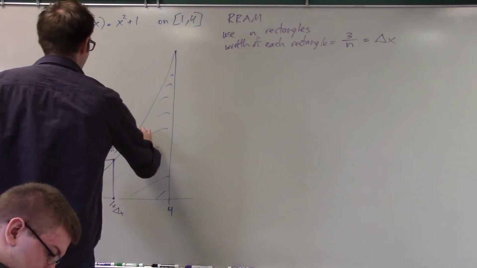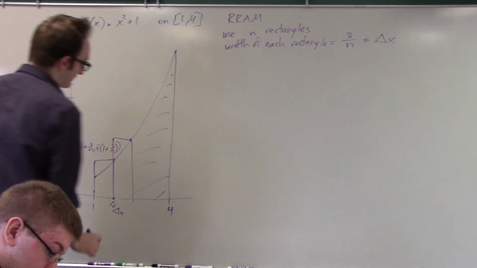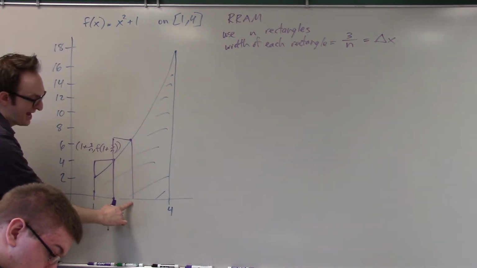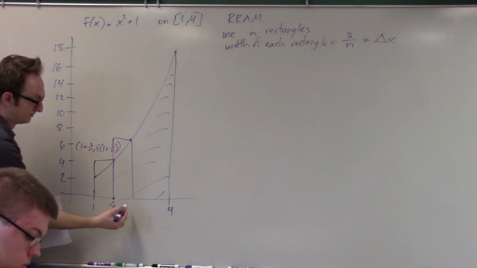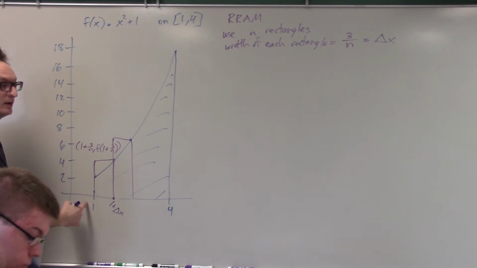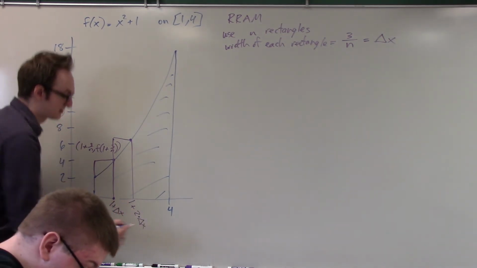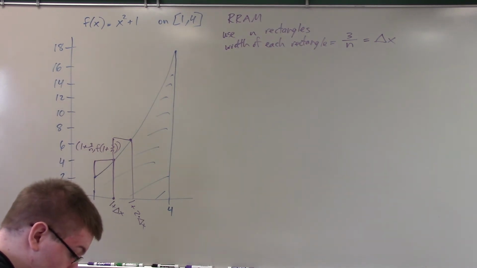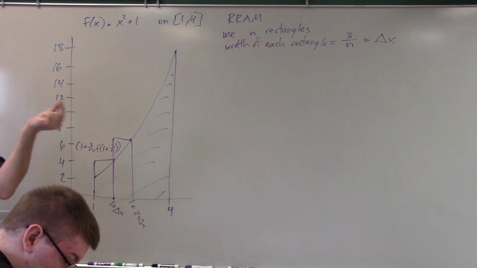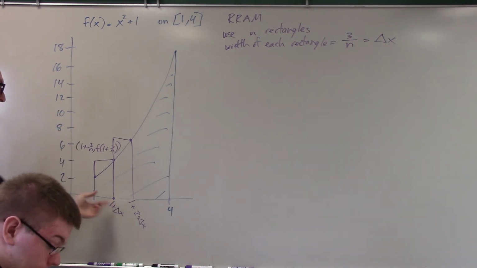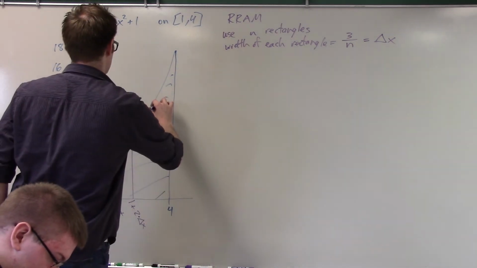Okay, how about the second rectangle? What are the dimensions of the second rectangle going to be? What's that point now down here? 1 plus 2 times delta x. Right, because look, this is 1, right? If the width of each rectangle is 3 over n, then that will be 1 plus 2 times delta x, etc., etc.